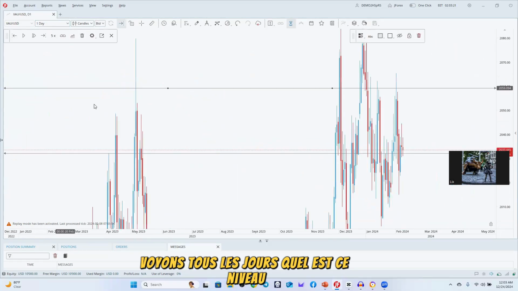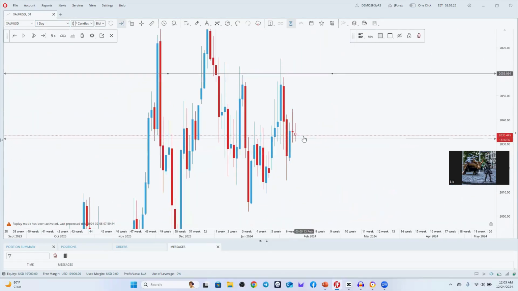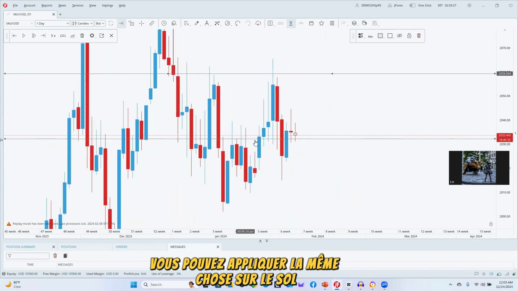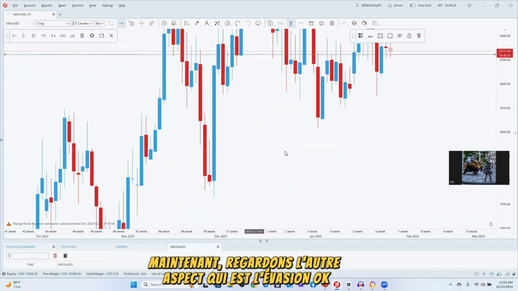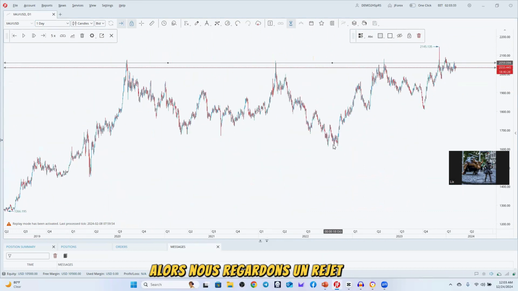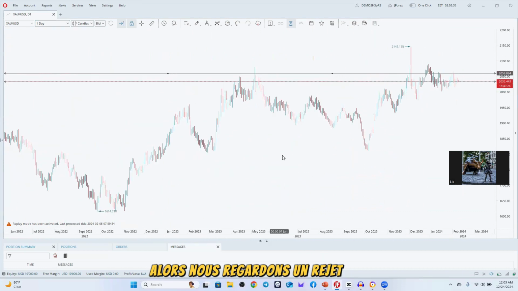So we tested this particular level. Let's see daily. What level is that? All right, and you can apply the same thing on the 4 hour. Now let's look at the other aspect, which is the breakout. Okay, so we looked at the rejection. Let's look at the breakout.